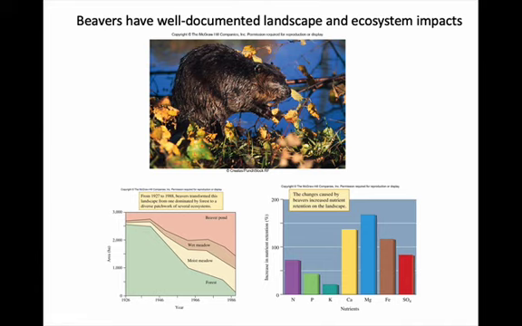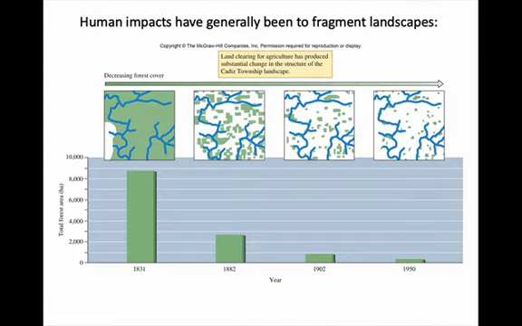Well, what's the most pervasive ecosystem engineer today? That would be us. And our impacts have generally been to fragment landscapes. And so here you see another township, and this is over time our ability to track the amount of forest in this particular township has revealed that mostly this was forested during the early days of the settlement in the 1800s. By the late 1800s, it was mostly farmland, and now by 1950, there's almost no forest left.